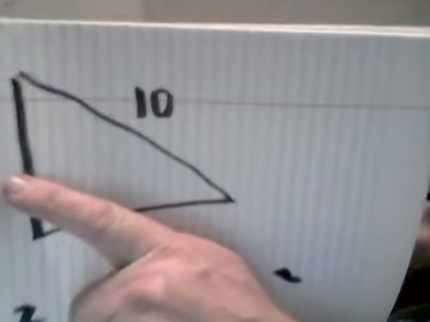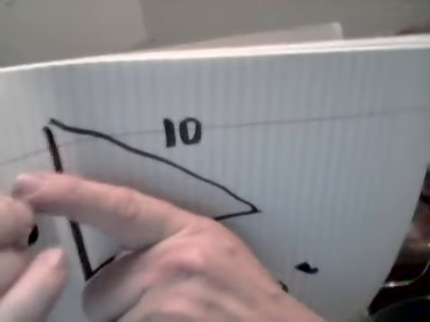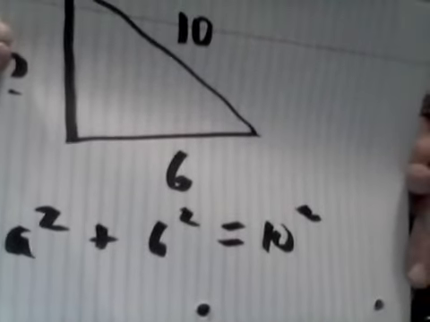You've got a triangle, and let's say the hypotenuse is 10, one side is 6, and the other side is unknown. What you would do is say that A is unknown. A squared plus B squared, which would be 6 squared, equals 10 squared. A is going to be this side, B is going to be this side, and C is going to be this side. So you have A squared plus 6 squared equals 10 squared.